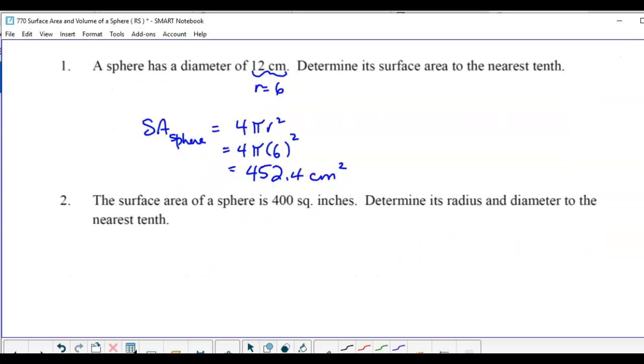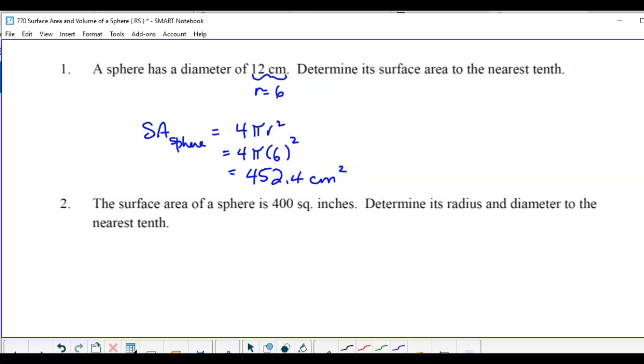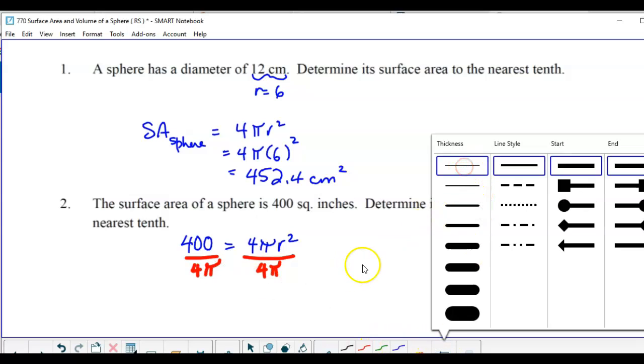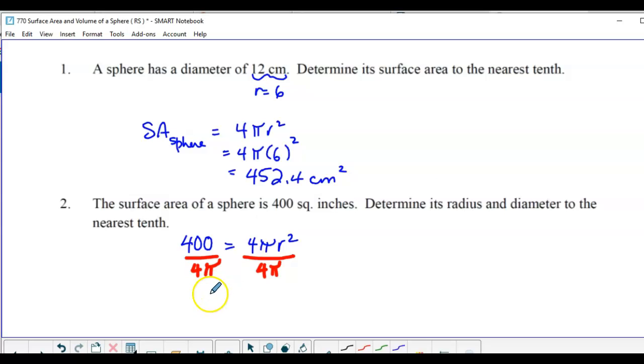The surface area of a sphere is 400 square inches. Determine the radius and diameter. So now we're working backwards. We know the surface area, and we have to calculate the radius. So we want to divide here by 4 pi. Now r squared is 400 over 4 pi. It says to the nearest tenth.